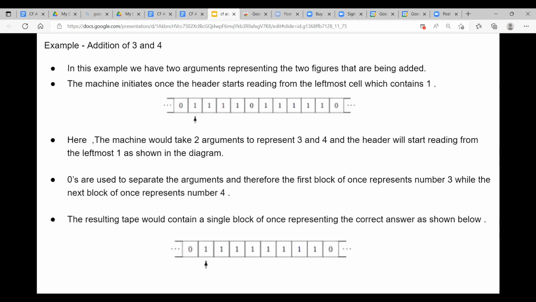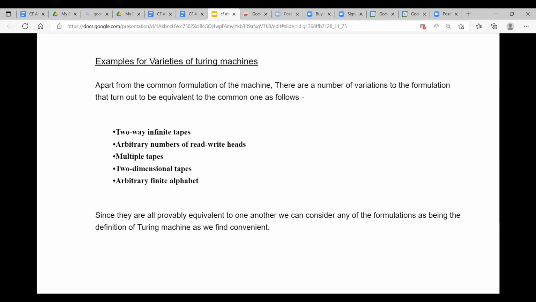Yeah, so here we have different ways of formulating Turing machines, and all these variations would be equivalent to the original concept of the Turing machine at the end of the day. So the first variation we can see is 2-way infinite tapes, which have infinite ends on both sides, left and right, whereas the original tape usually has only 1 infinite end.